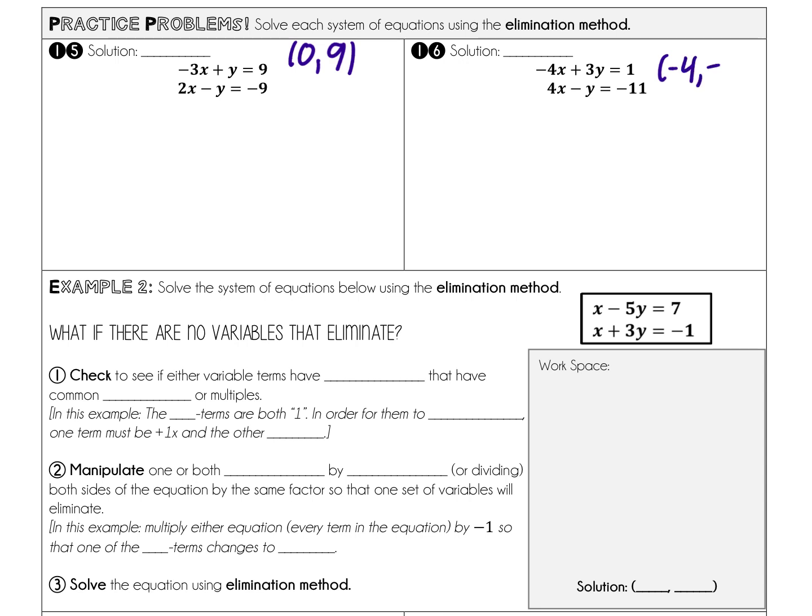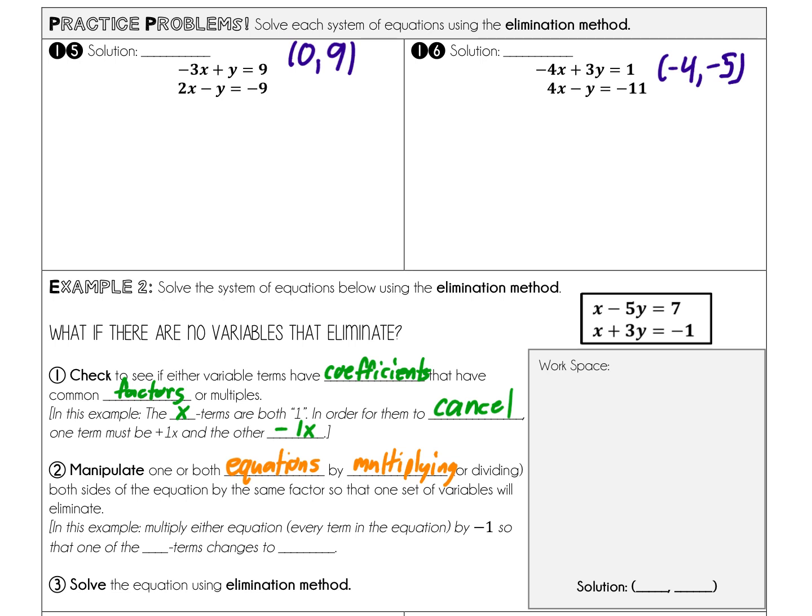Now, let's try solving the system of equations below using the elimination method. x minus 5y equals 7 and x plus 3y equals negative 1. Notice how there are no variables that eliminate here. In a case like this, we first check to see if either variable term has coefficients that have common factors or multiples. In this example, the x terms are both 1. In order for them to eliminate or cancel, one term would have to be positive 1x and the other negative 1x. Next, we need to manipulate one or both equations by multiplying or dividing both sides of the equation by the same factor so that one set of variables will eliminate.